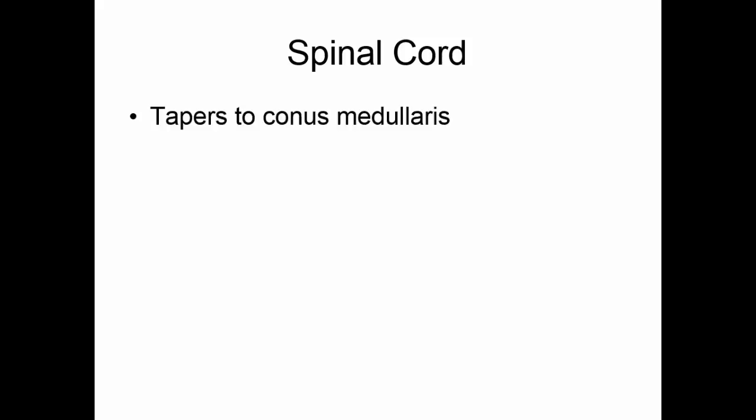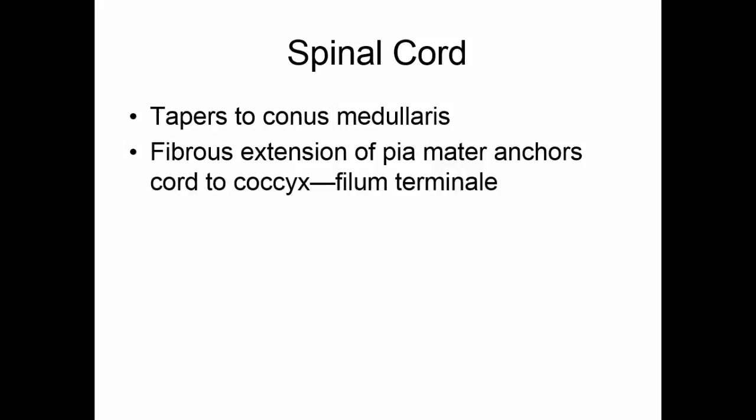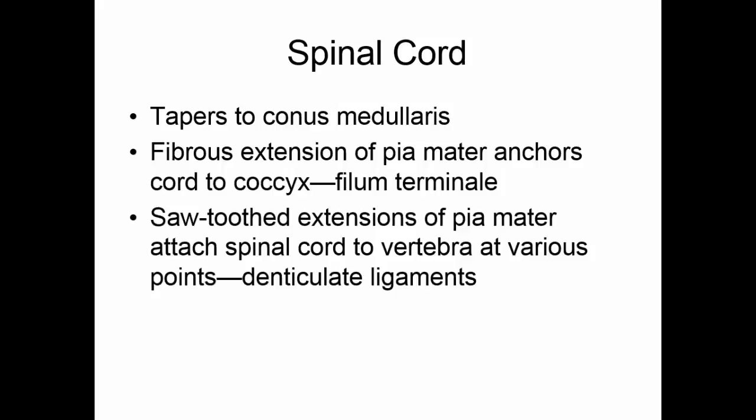The spinal cord tapers to a conus medullaris, so it doesn't come to an abrupt end but rather tapers off. There is a fibrous extension of the pia mater that helps anchor the cord to the coccyx. This is called the filum terminale. And then there are sawtoothed extensions of the pia mater that help attach the spinal cord to the vertebra at various points. These are known as the denticulate ligaments.